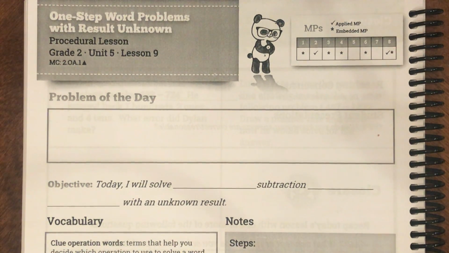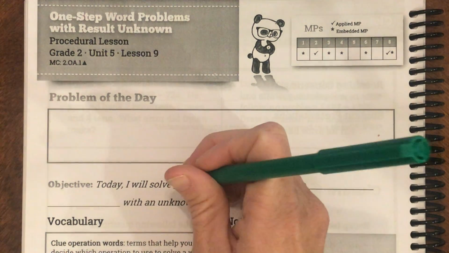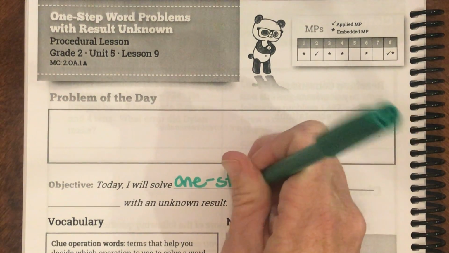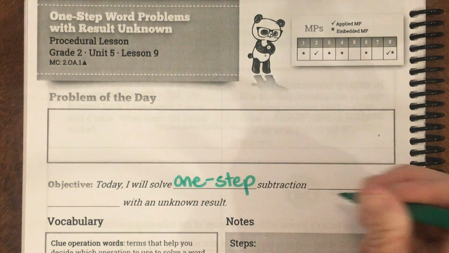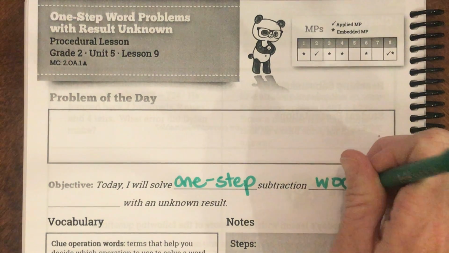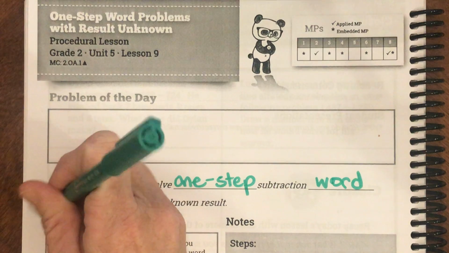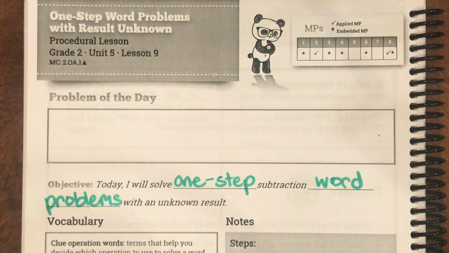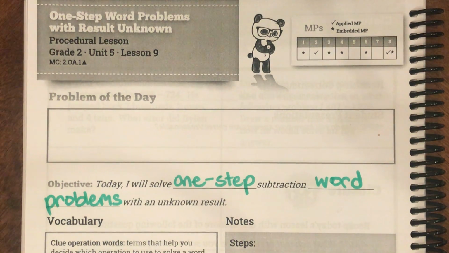Today we're on page 51 of your student journal, page 51. And our objective today is I will solve one step subtraction word problems with an unknown result. Okay, so today I will solve one step.